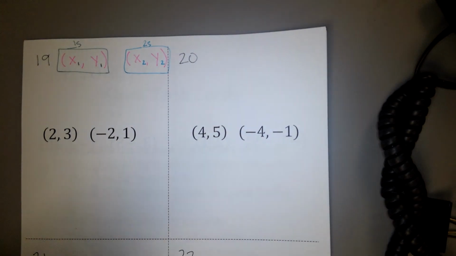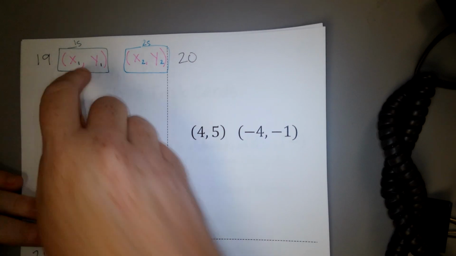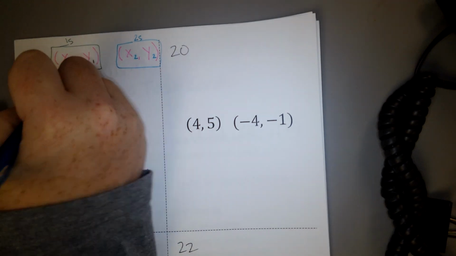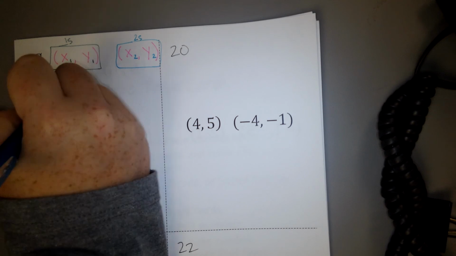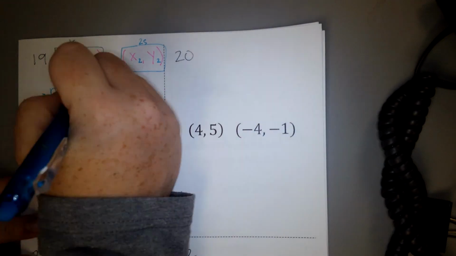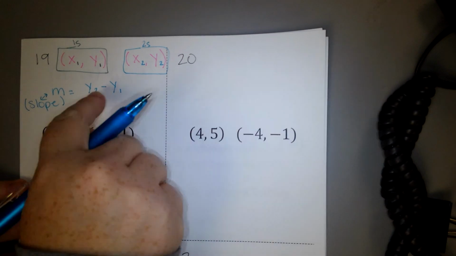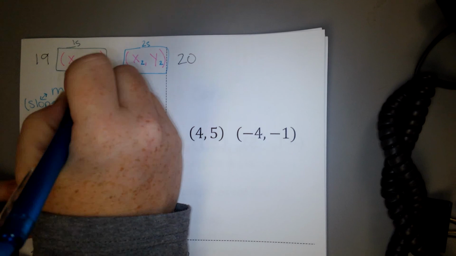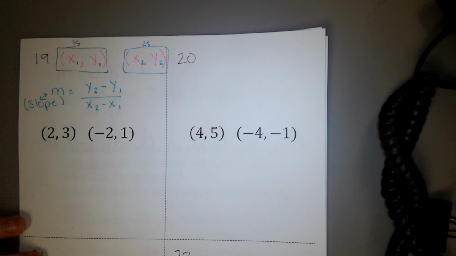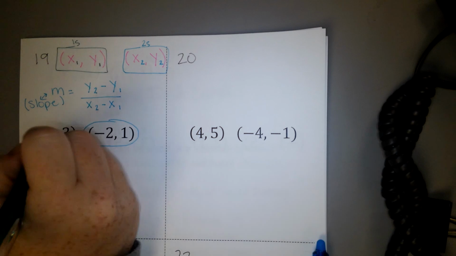It doesn't matter what way you order them, but if you label this Y2, this has to be X2. This whole set is your 2s. This whole set is your 1s. And then the formula for slope, or M. M is slope. They are the same thing. Is Y2 minus Y1, so your change in Y, which is your rise or your fall, over X2 minus X1, your change in X. I'm going to keep with this blue color. These are my 2s. These are my 1s.